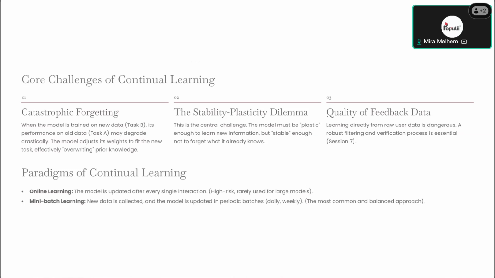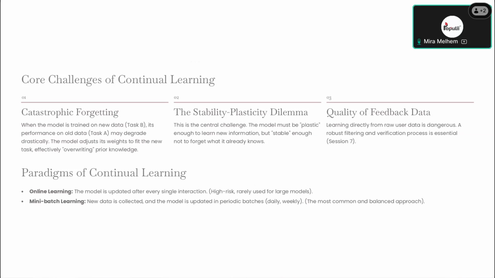And why does this happen? Because the model's internal weights adjust to fit the new data, and this sometimes overrides the older knowledge that it used to know.